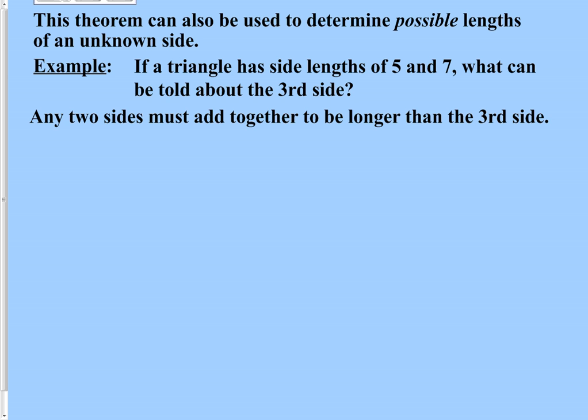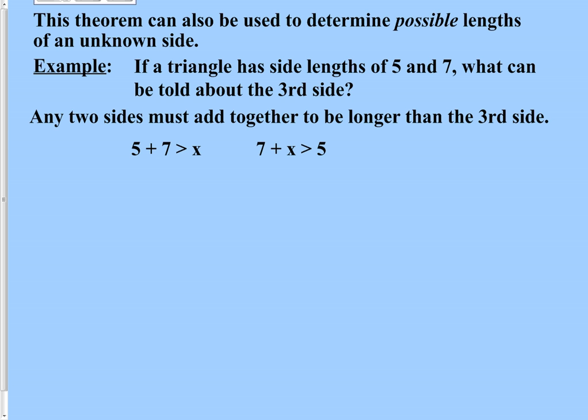The rule for the triangle inequality theorem still holds true. Any two side lengths must add together to be larger than the length of the third side. That is going to provide us with a fair amount of restrictions on what this side length can actually do. Okay. But looking at the inequalities, 5 plus 7 must add together to be larger than whatever the third side length is. We'll simply call it x.